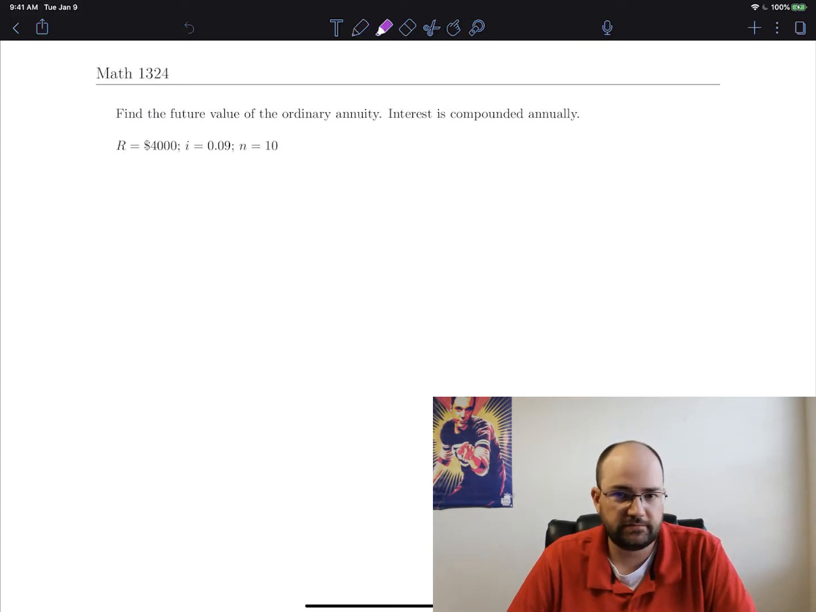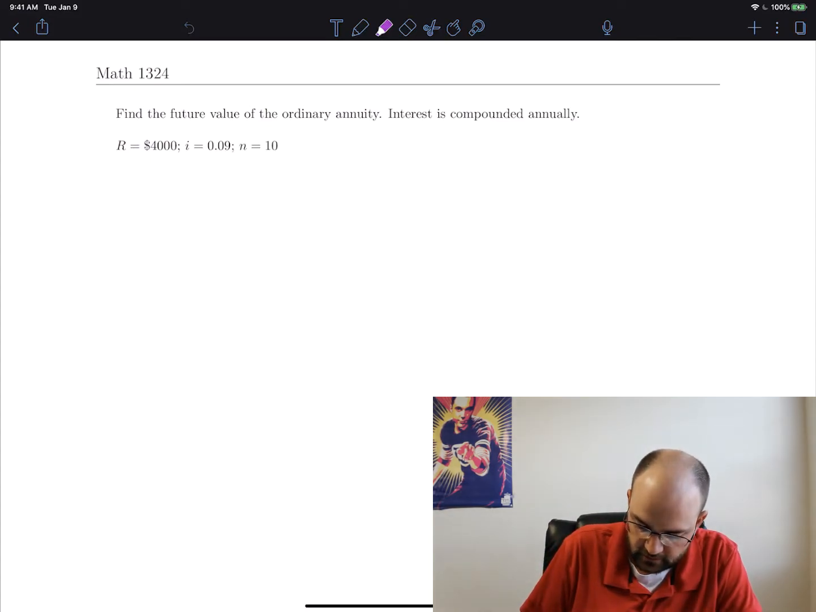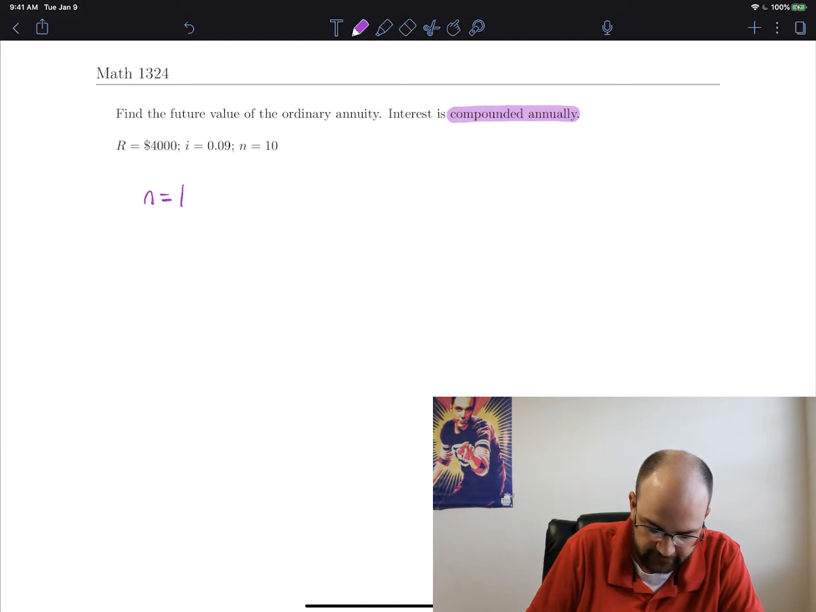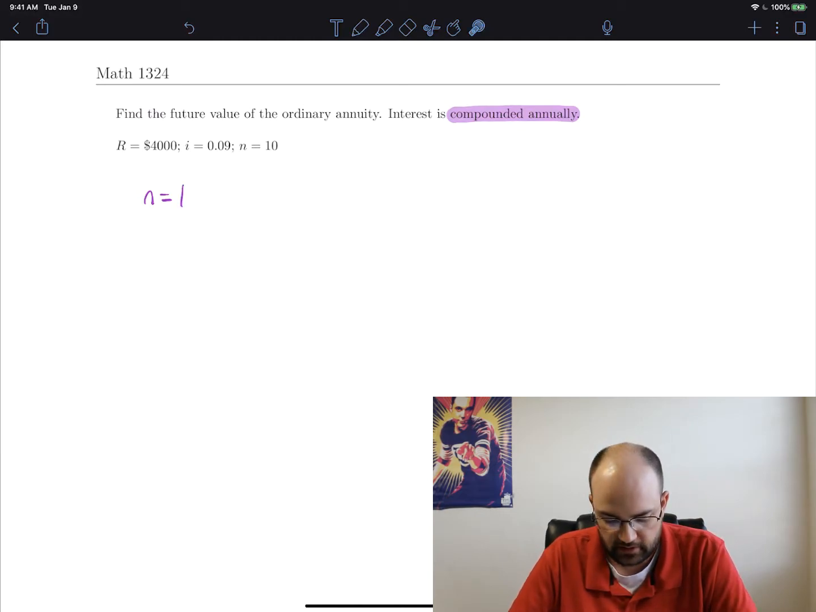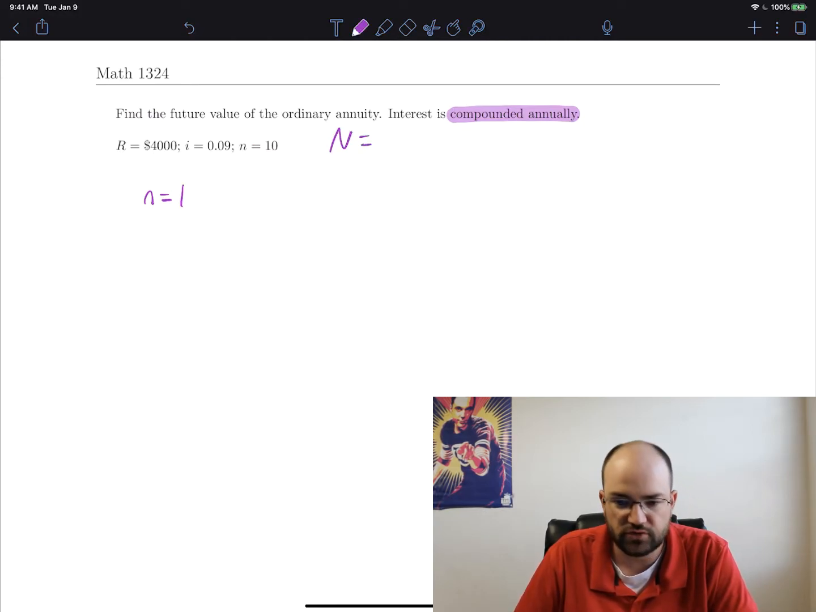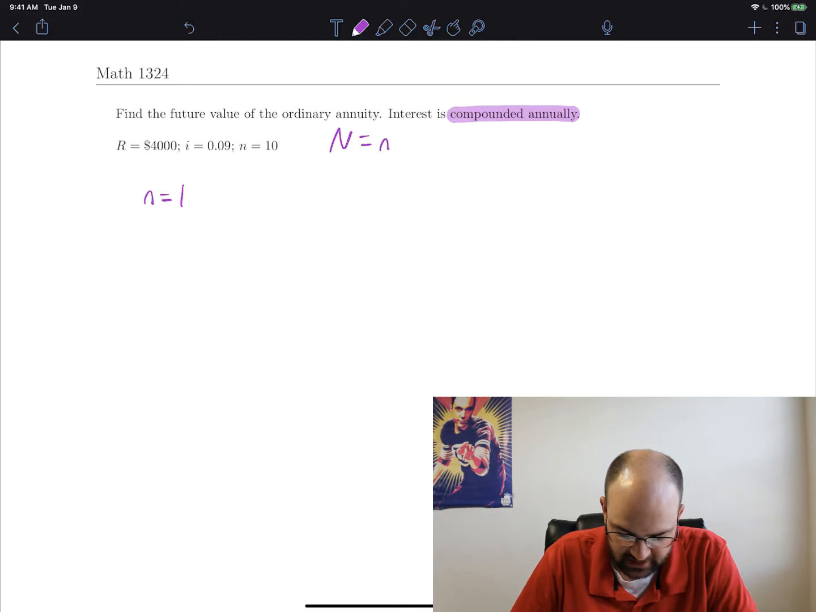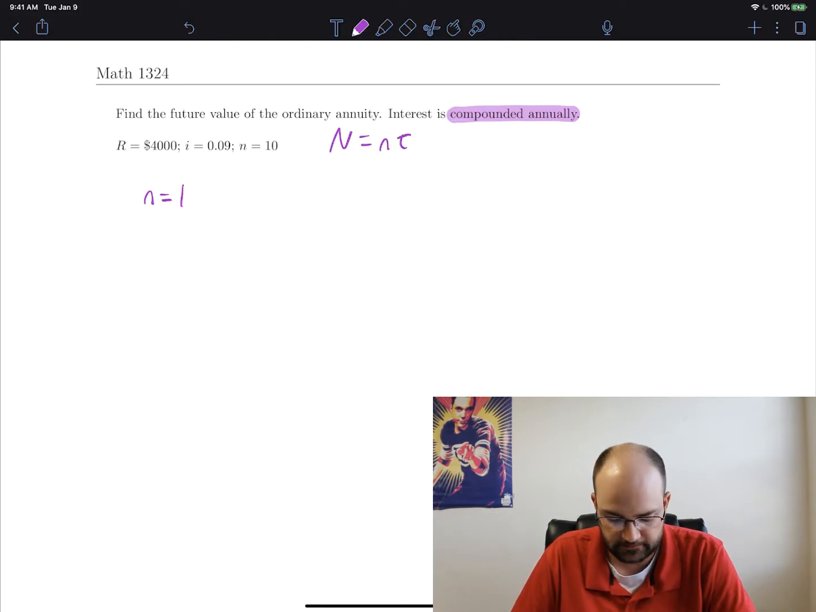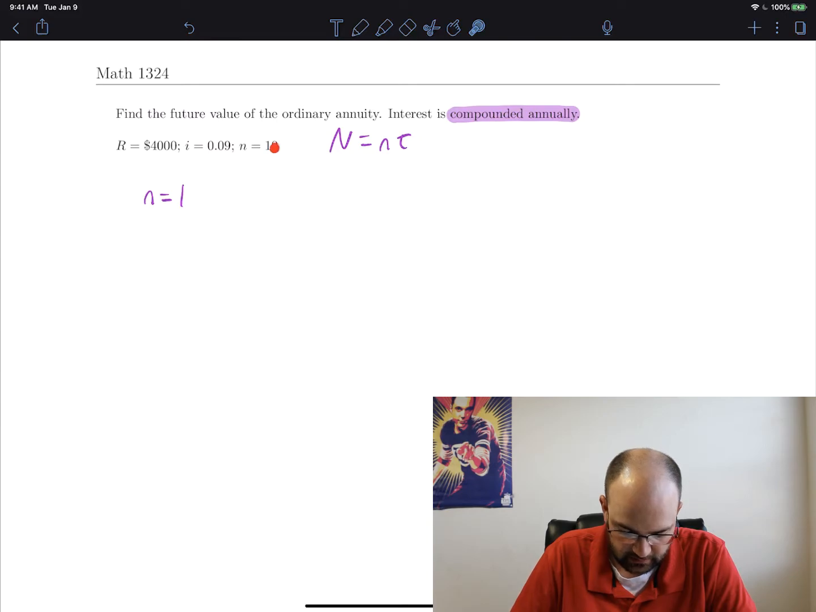I will tell you, if I was not using MyLab Math for this, I wouldn't use these variables in this question, but we are using MyLab Math, so I have to let you know what's happening. First of all, compounded annually. That's important here because that means that little n is actually 1 for us. Now, why is that important? Because this n that they're talking about is that capital N I told you about earlier. Capital N is actually the little n times t that I like to use. So this n being 10 here is actually this capital N.